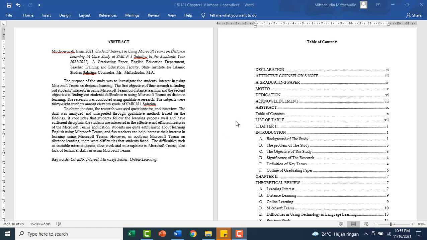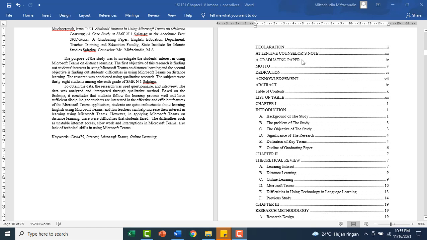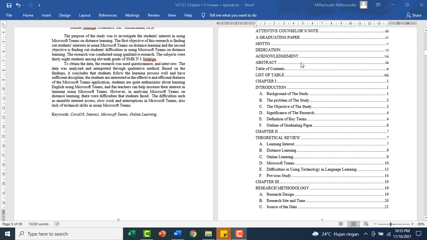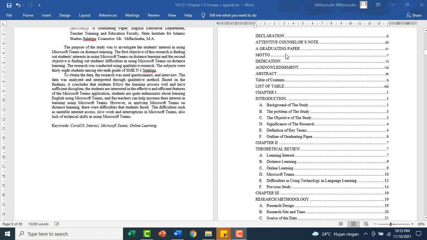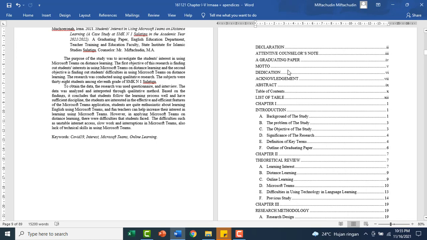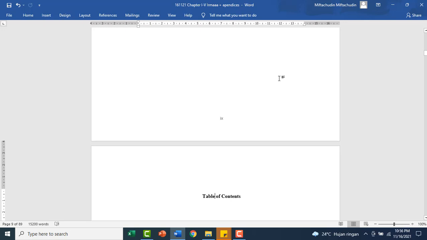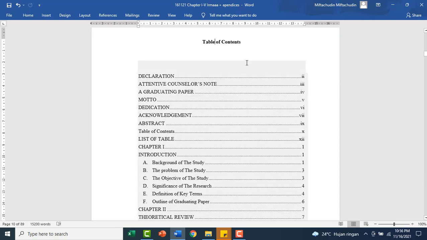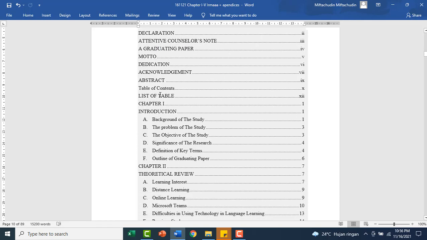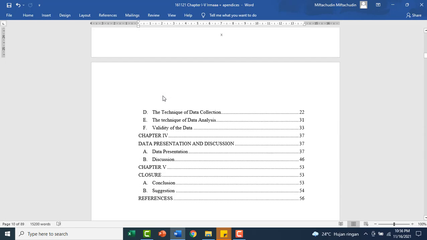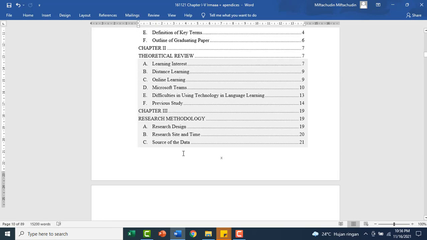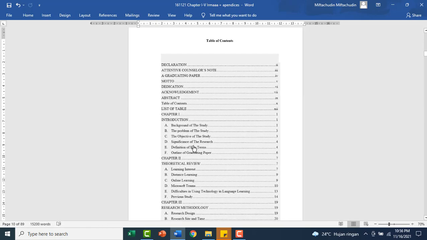We have this one table of contents. It includes all the sections starting from the front page. We have complete sections, so we put all the sections into the table of contents and also give the page numbers so we can find them easily in the paper. Starting from the front pages, and then we have the chapters until chapter 5 and also references. Alright, that is the table of contents.